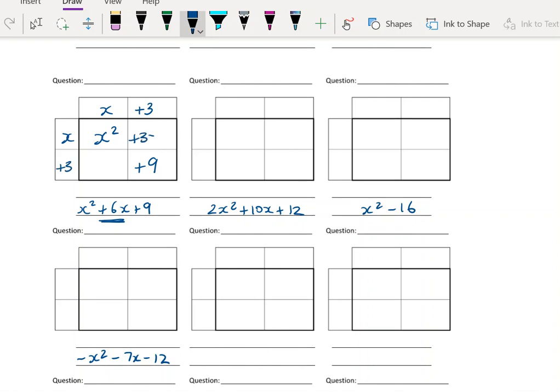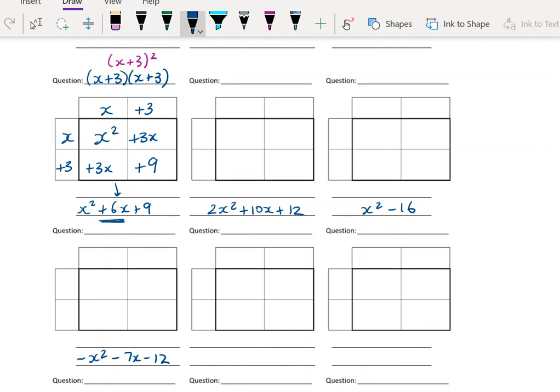So let's just check it. 3x plus 3x will give us that 6x. So we say that the question must have been x plus 3, x plus 3. So what's tricky about that? Well, nothing really. But I just wanted to point out that a better way to write that is x plus 3 squared, because they're exactly the same. So that one's not too tricky.